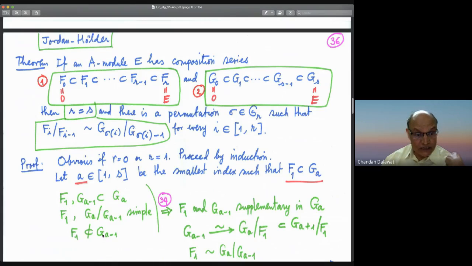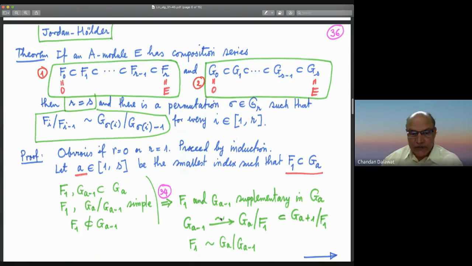And F1 is not contained in G_{a-1}. And that's how this little a is defined. It's the smallest a such that F1 is contained in G_a. So now these three conditions are exactly the conditions of my lemma on my previous slides, which was there on page 34. And that lemma said that if these three conditions are met, then F1 and G_{a-1} have to be supplementary submodules in G_a.